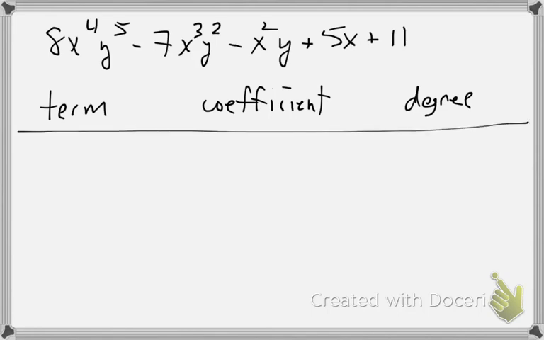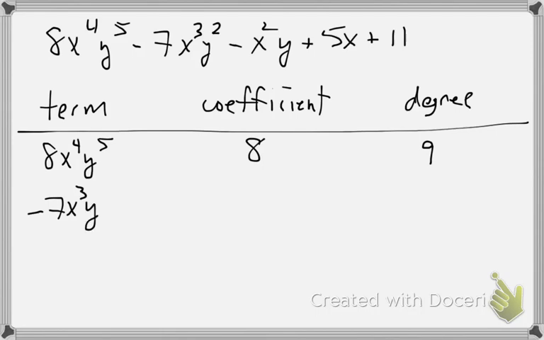Give me a term. 8x to the fourth y to the fifth. That's a term. You guys agree? What's the coefficient? 8. Here's the tricky part. What's the degree? It wasn't tricky at all. You guys are smart. It is 9. Right? 4 from the x, 5 from the y. That makes 9. Give me another term.